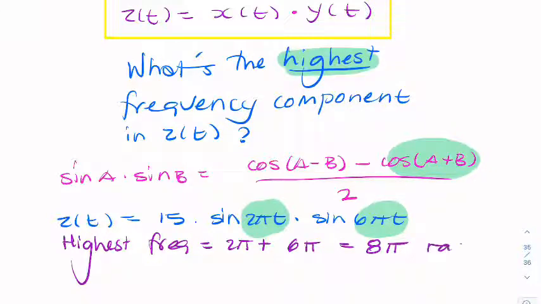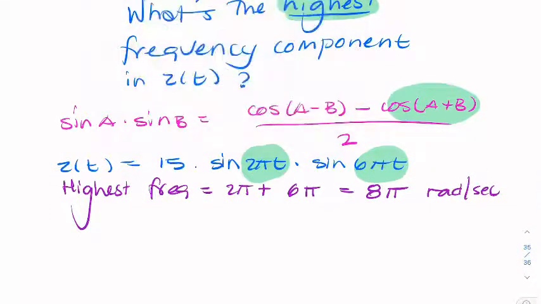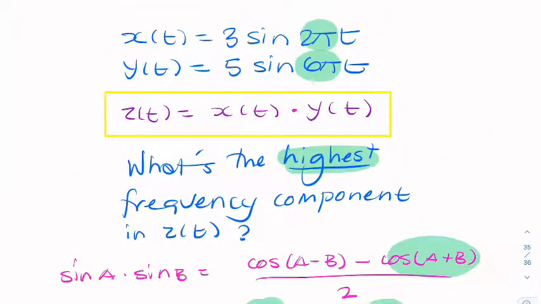But that's going to be in radians per second. Now, if we wanted the frequency in hertz, it would be 8 pi divided by 2 pi to convert it, and that would give you 4 hertz. So that's your answer. So whenever you have signals that are multiplied, whenever you have a product of sine waves, you're always looking at the sum of the frequencies.